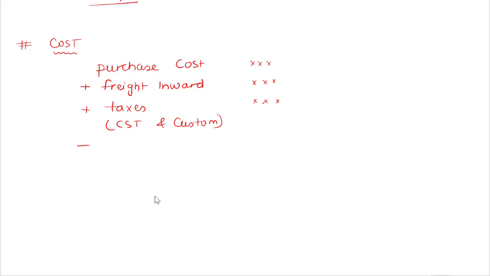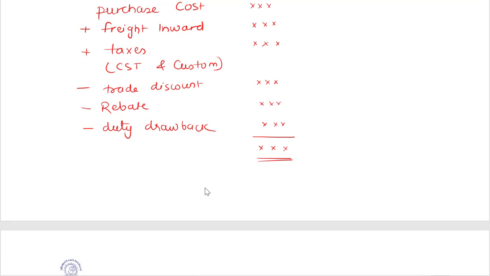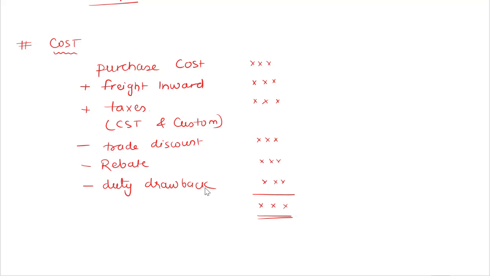Then if we are giving any kind of discount like trade discount, it would be deducted. Any rebate received will be deducted, and duty drawback. I believe you understood the meaning of duty drawback. And this is how cost can be calculated. I believe you understood till here.